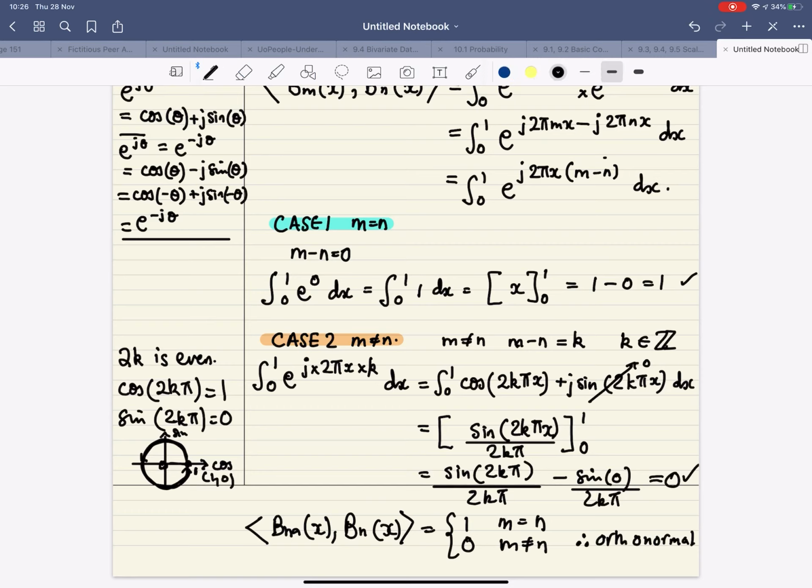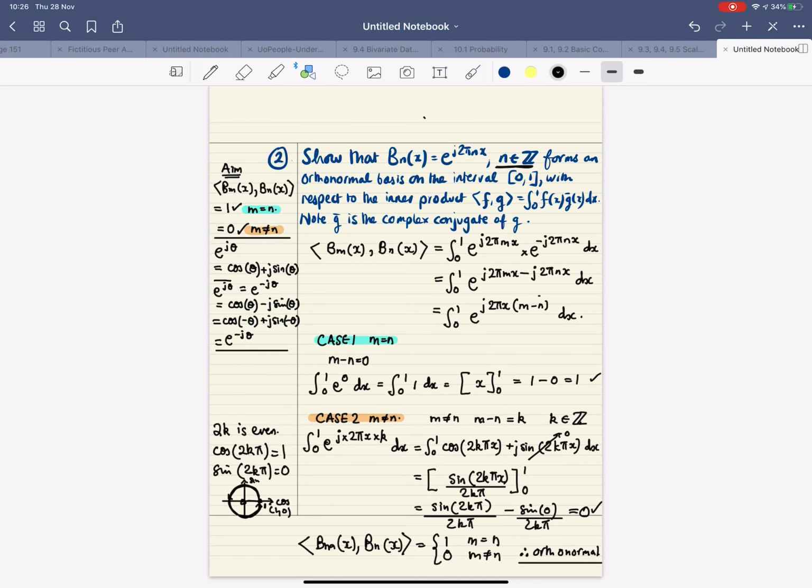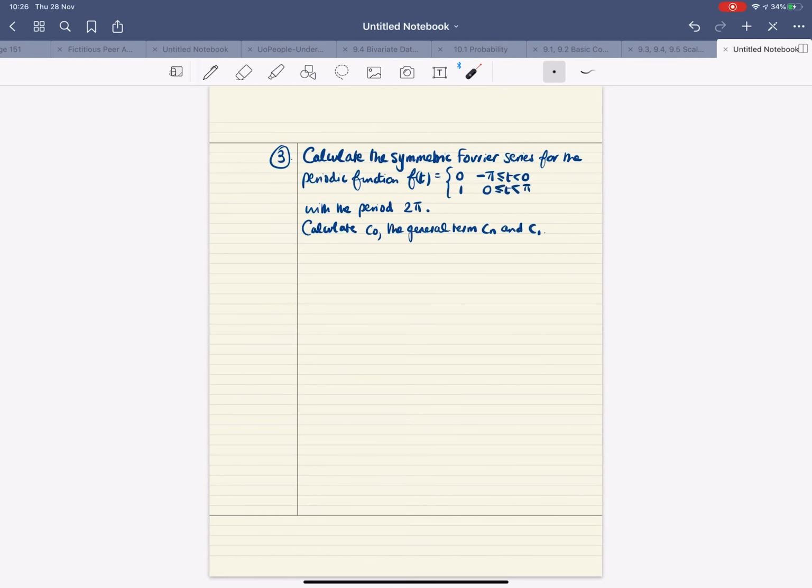I'm pleased with myself to get to the end of that one, because I made a mistake the first time I tried it. The mistake I made was in here. I tried to integrate that, but if you let it be equal to 0 at that stage, it makes it a lot simpler. Okay, right, number 3.